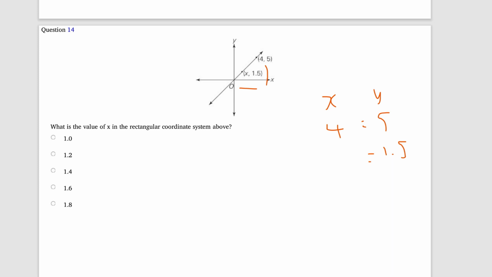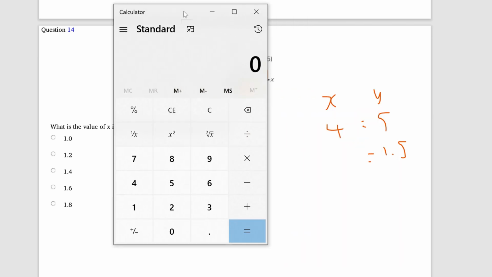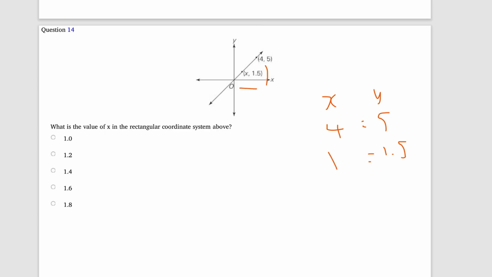Well, I would get my calculator and do 5 divided by 1.5. That is 3.33. So I would do 4 divided by 3.33, which is 1.2. Now, I know I went quick on that, but is there another way of doing it? If that was a bit complicated, I just divided on the right-hand side. How do I get from 5 to 1.5? You divide by 3.3, turns out. So I did the same thing on the left.